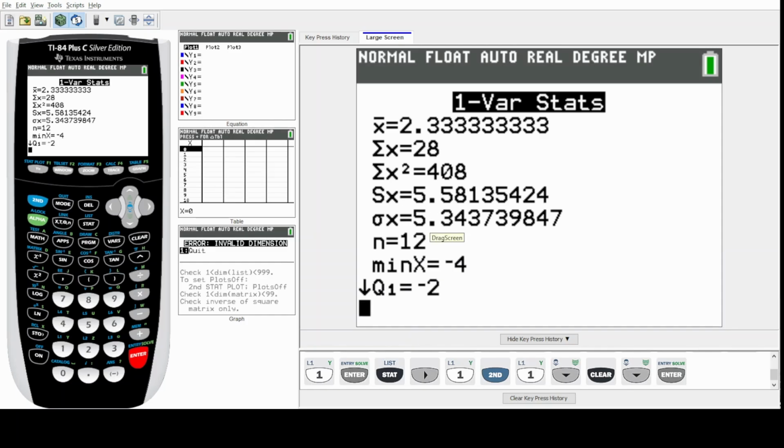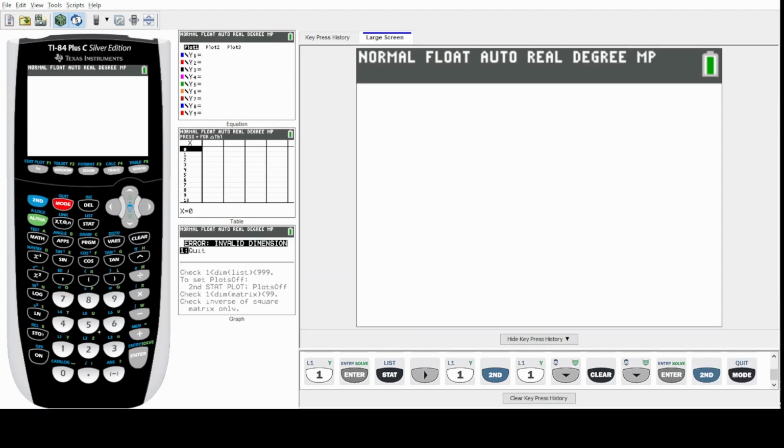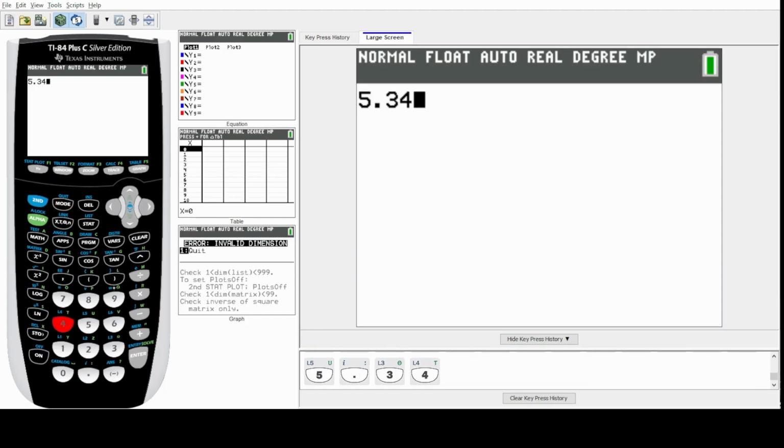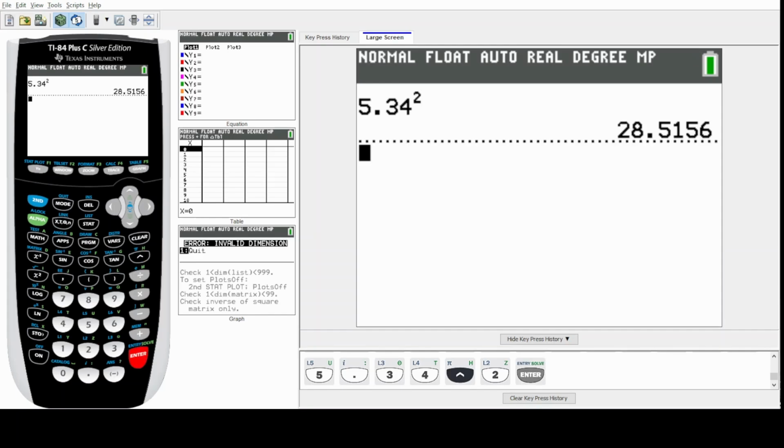If I wanted my variance, I would need to square it. So I would square it, I get, I don't know, about 27 or something. 5.34. Let's back out of here. 5.34 squared. We get 28.5. Okay, so that would be my variance.